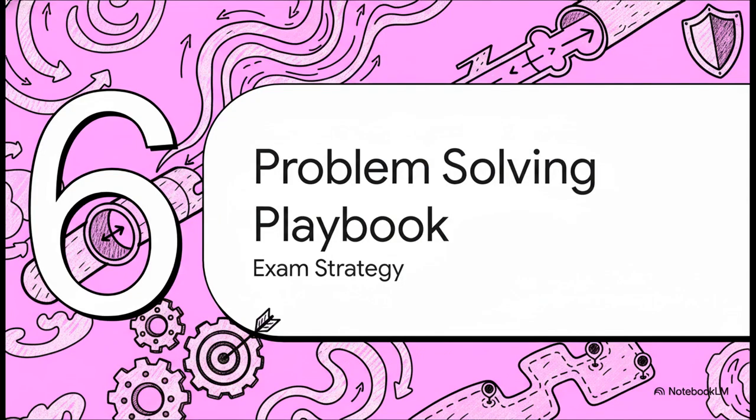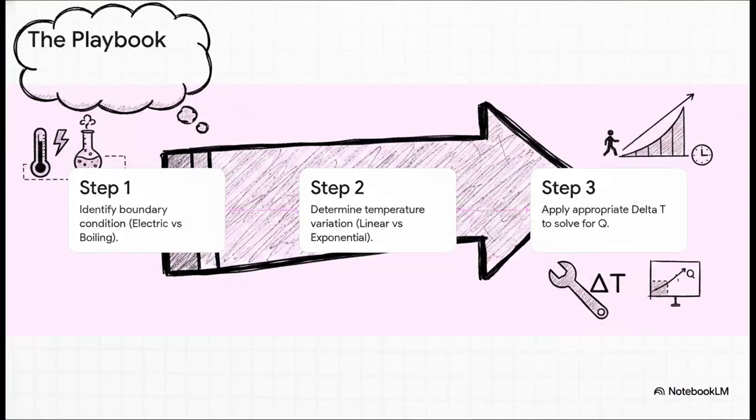Section 6, Problem-Solving Playbook. Okay, let's bring all of this theory together into a concrete battle plan for your test. You know the physics now, so let's talk execution. Just follow these 3 sequential steps for every single problem and you'll never apply the wrong formula.